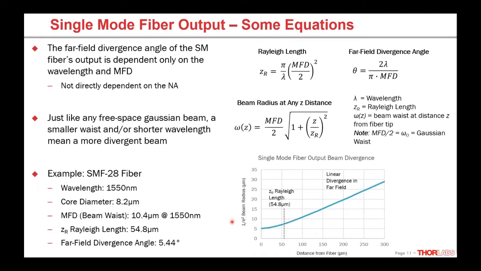So something like 6 core diameters is all before that beam is already expanded quite a bit. You can see this graph here is just showing us the beam radius versus the distance from the fiber. If we get even 300 microns away from the fiber, we already have a beam that's much larger than what we started with. So you can see it diverges very quickly, and that's because of this small waist. And then, of course, it does diverge linearly in the far field. So we can calculate that angle, 5.44 degrees. And that angle is what we see as that cone of light that the fiber is going to emit. And that is different than what you'd get if you calculated it from the fiber's NA.